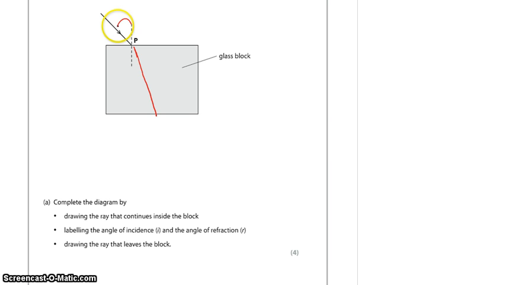So this is our angle I here, angle of incidence, and the angle has got smaller, angle of refraction. And then when it comes out, we can draw another normal line. Again the angle increases and comes out like that. So the angle's got bigger because it's now moving faster.